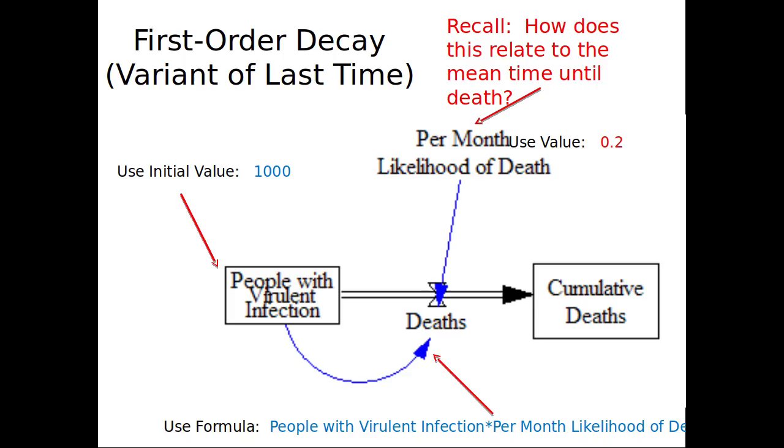So, first order delay. Alpha, which is some value per unit of time, times x. What's the formula for this flow here? Alpha x. What's the average amount of time in x? 1 over alpha. 1 over alpha.